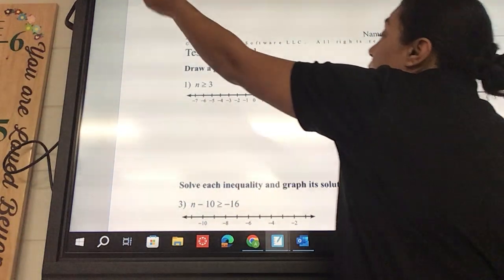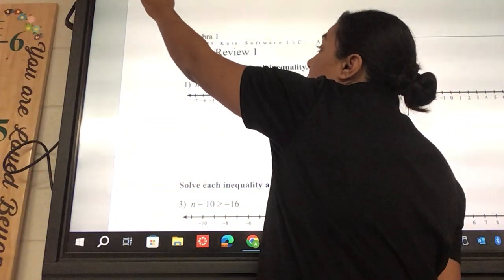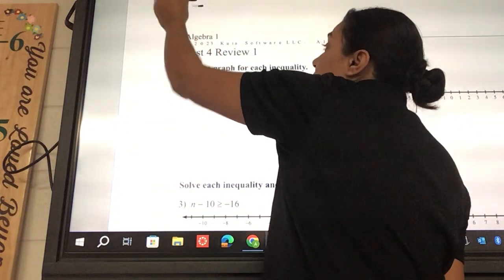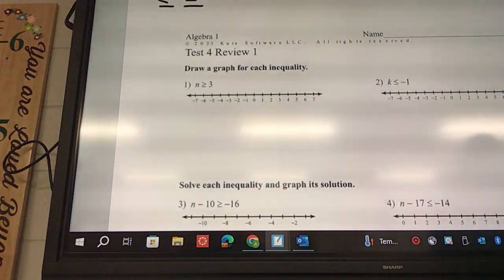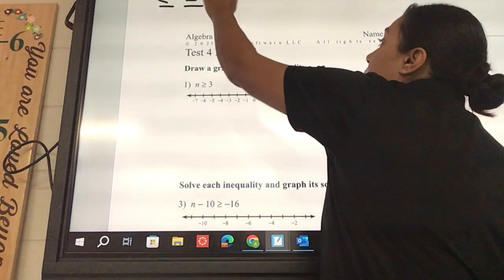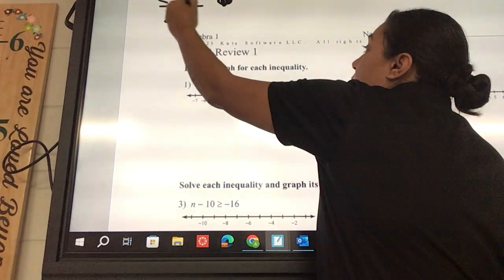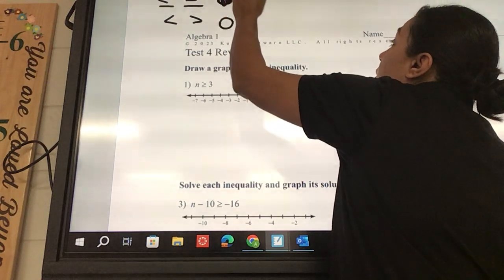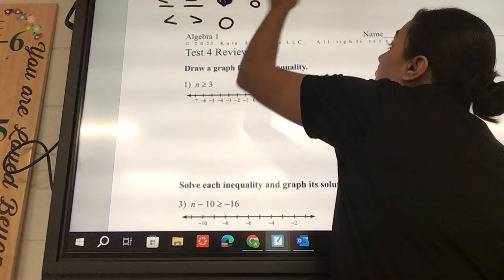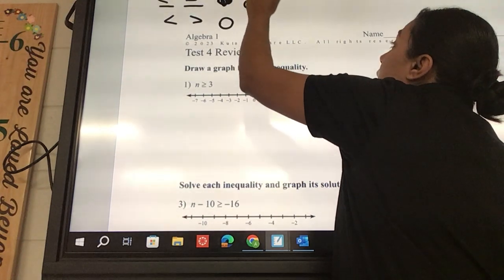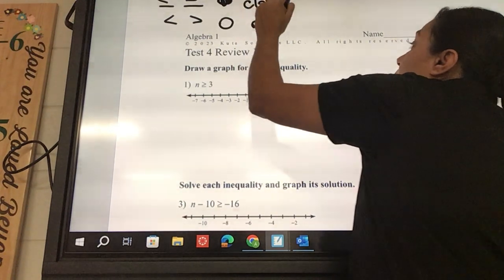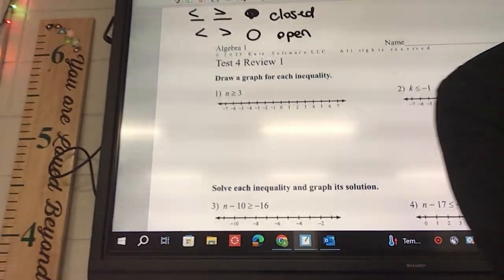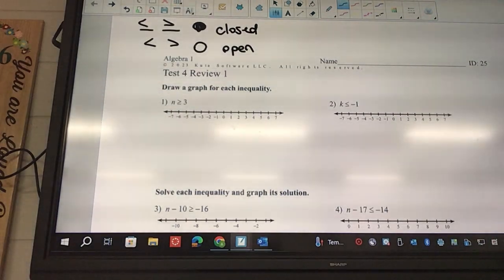Okay, so starting with this, and this is just basic notes. If we have this sign or this sign, is that an open or closed dot? It's a closed dot. Okay, and so obviously this is going to be open. What the heck am I doing? Okay, so for all these, that's going to be the general gist of what's going on. You need to solve for n on all these.